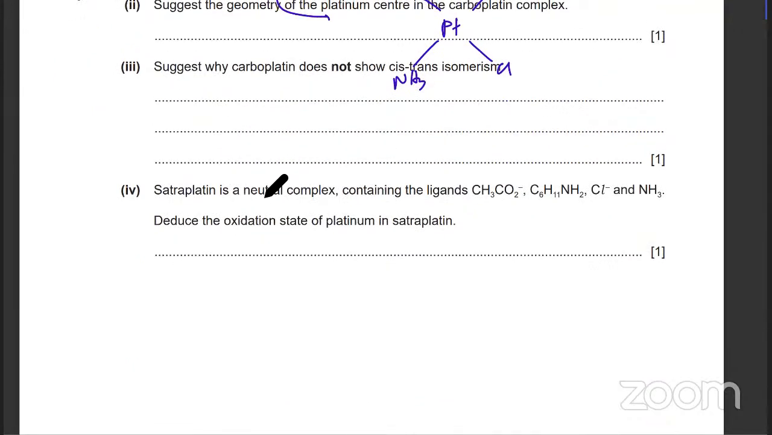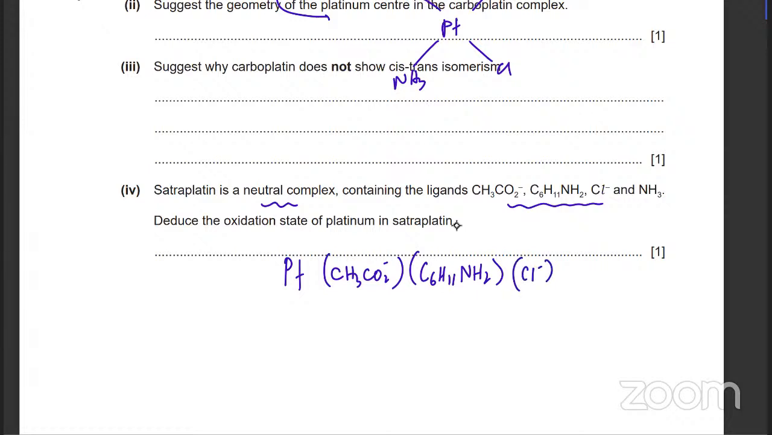Then this one you've got is a neutral complex containing CH3, this one and this one and this one. Deduce the oxidation state of platinum in it. So he's saying it is a neutral complex. It's got platinum in it, and it contains all of these ligands. So it's got CH3, a CO2 minus one ligand. It's got C6H11 and NH2 as a ligand. It's got a Cl minus one ligand, and it's got an NH3 ligand as well.